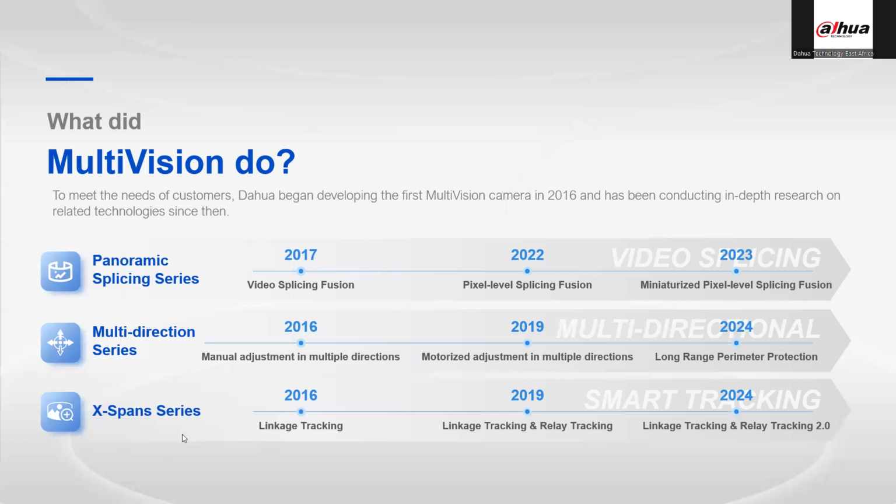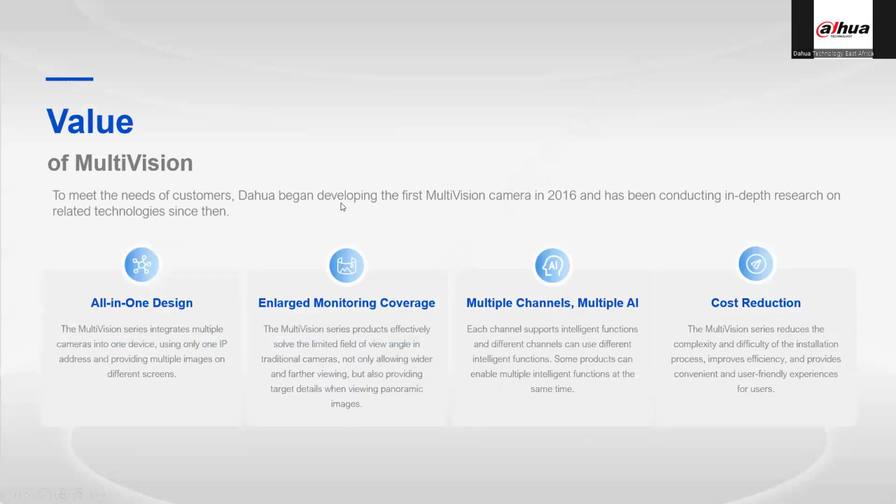So with the Expand series, this series gives you that ability of having the linkage tracking. There's linkage tracking and relay tracking, which is going to be explained further as we proceed through the presentation. Then again, there's linkage tracking and relay tracking 2.0. So this 2.0 is that advancement over the first linkage and relay tracking. So this is just an overview of the MultiVision products. So let us take a look at some of the advantages of having this.